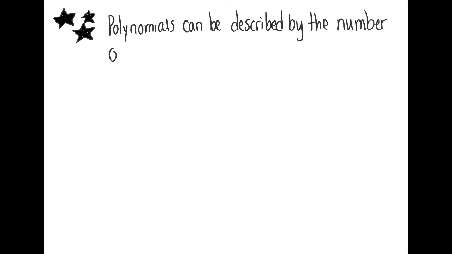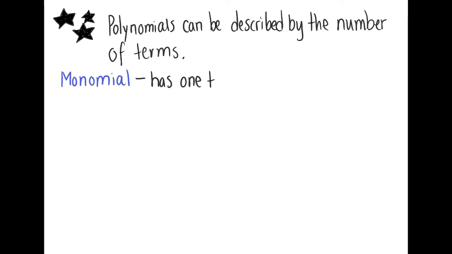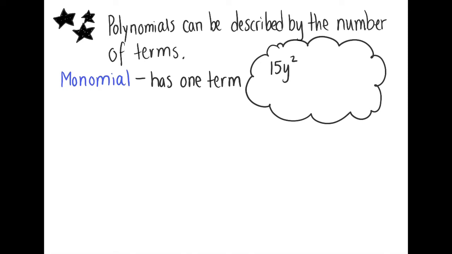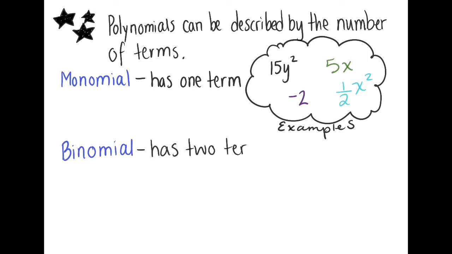Okay, so now let's take a look at some vocabulary for polynomials. Now, polynomials can be described by how many terms they have. So if it just has one term, then we call it a monomial. Okay, so like 15y squared, it's one term. Or negative 2, one term. 5x, just one term. 1/2 x squared, one term. So these are all one term polynomials, so a monomial.